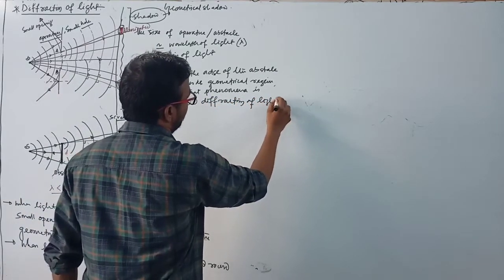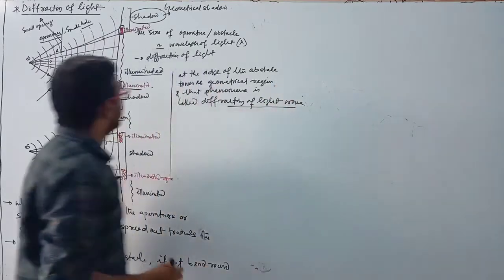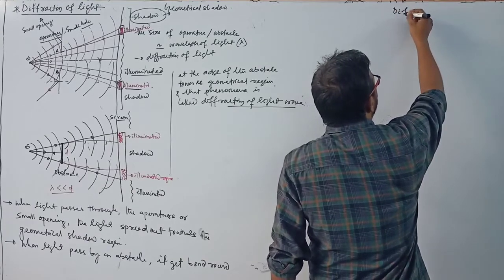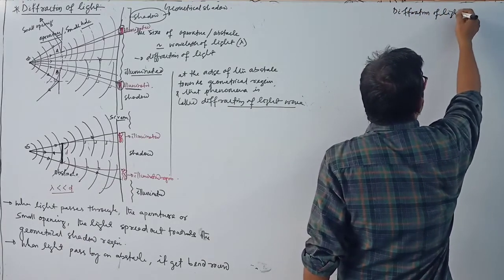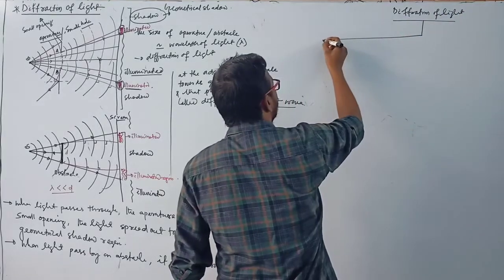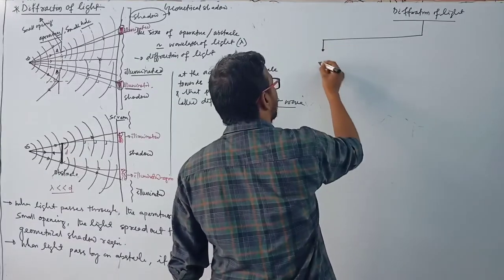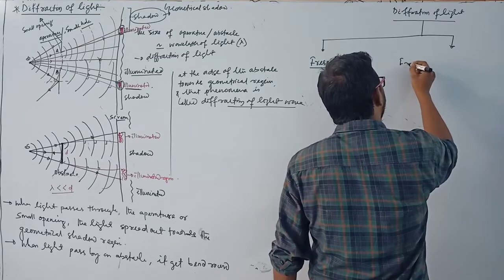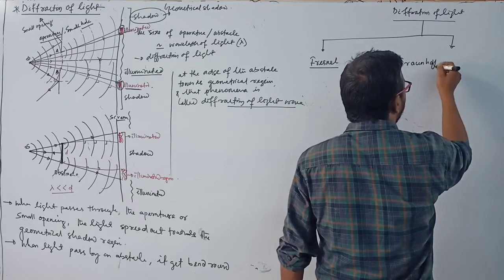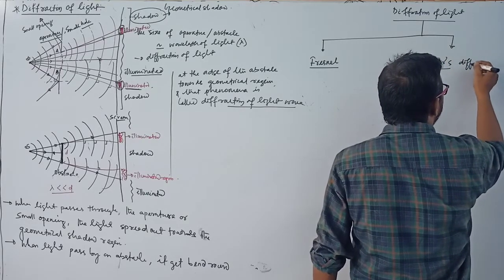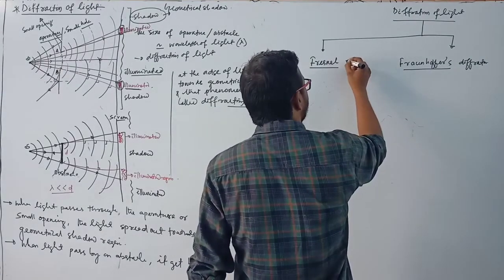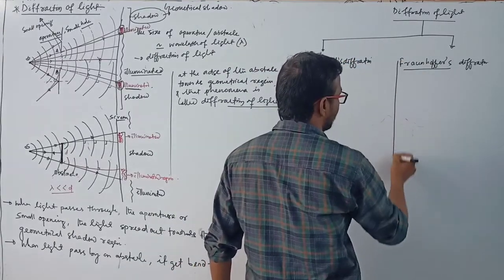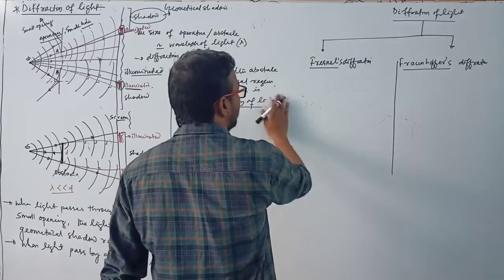Towards a geometrical region, and that phenomenon is called diffraction of light wave. Clear, this is called diffraction of light wave. So there are two types of diffraction of light. Here we deal with diffraction of light wave. The first one is Fresnel's diffraction and the second one is Fraunhofer's diffraction. So what is the meaning of Fresnel's diffraction of light and what about Fraunhofer diffraction of light?